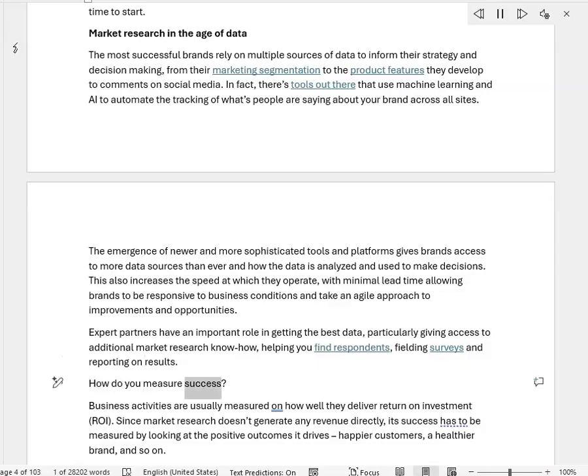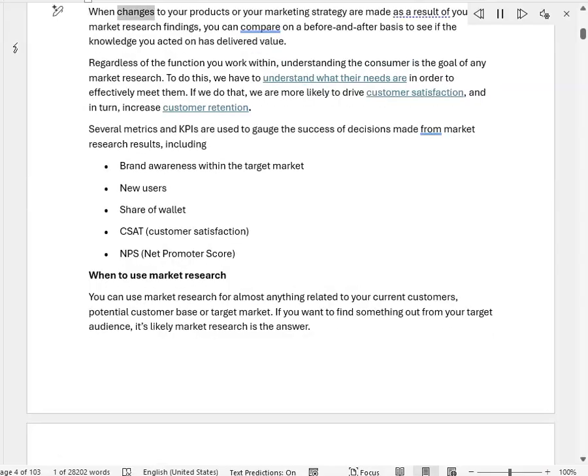How do you measure success? Business activities are usually measured on how well they deliver return on investment, ROI. Since market research doesn't generate any revenue directly, its success has to be measured by looking at the positive outcomes it drives: happier customers, a healthier brand, and so on. When changes to your products or your marketing strategy are made as a result of your market research findings, you can compare on a before and after basis to see if the knowledge you acted on has delivered value.